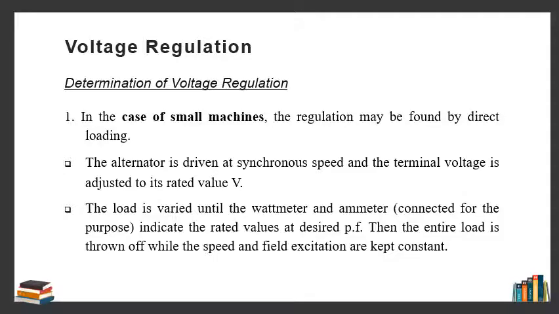First, in the case of small machines, the regulation may be found by direct loading. In direct loading, the alternator is driven at synchronous speed and the terminal voltage is adjusted to its rated value V. The load is varied until the wattmeter and ammeter indicate the rated value at the desired power factor, then the entire load is thrown off, while the speed and the field excitation are kept constant.